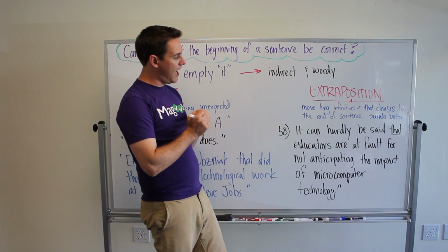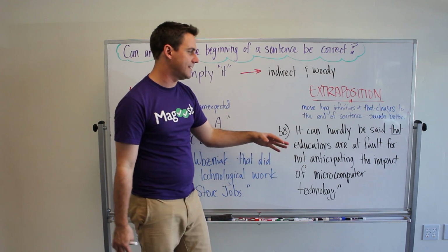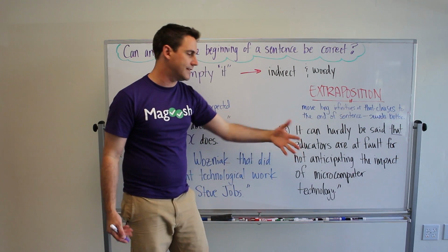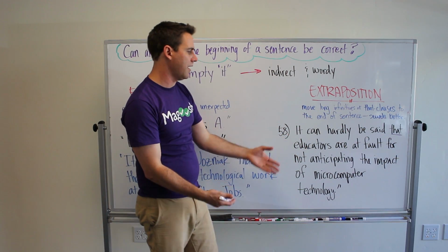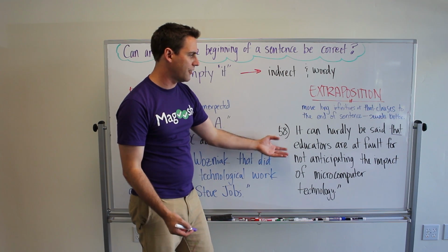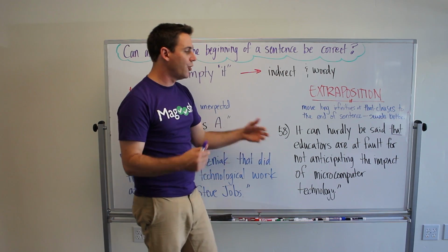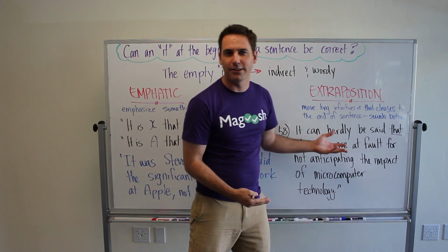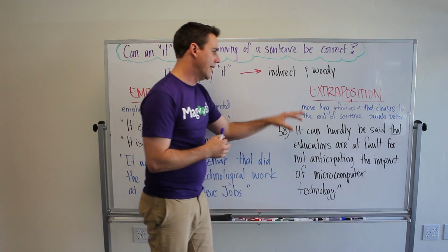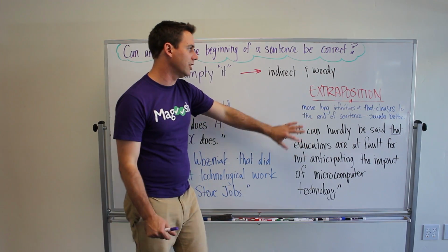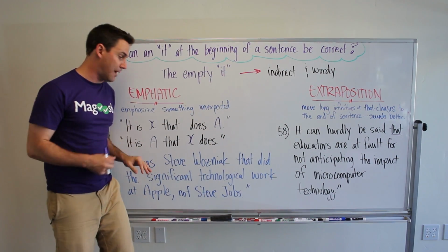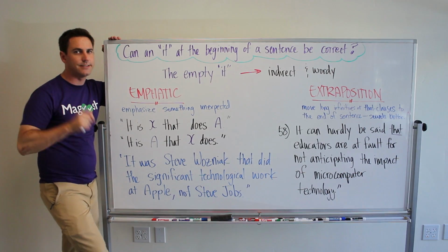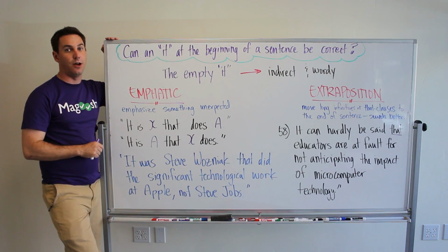Didn't even notice that. So imagine if we were to take this sentence, the actual subject is this that clause beginning here. If we put that at the beginning of the sentence, it'd be kind of hard to say. It would say, "That educators are at fault for not anticipating the impact of microcomputer technology can hardly be said," which is really awkward and strange. So this is an idiomatic construction that you want to look for. These are the two exceptions to the empty it. Otherwise, you can safely eliminate them from the answer choices.